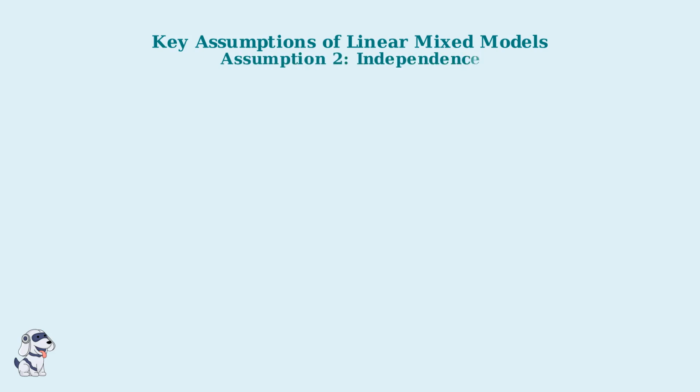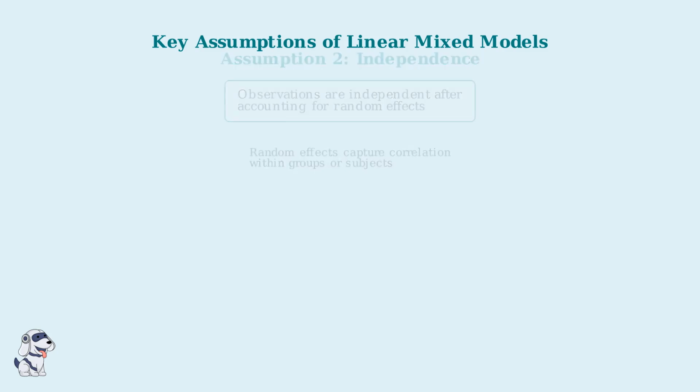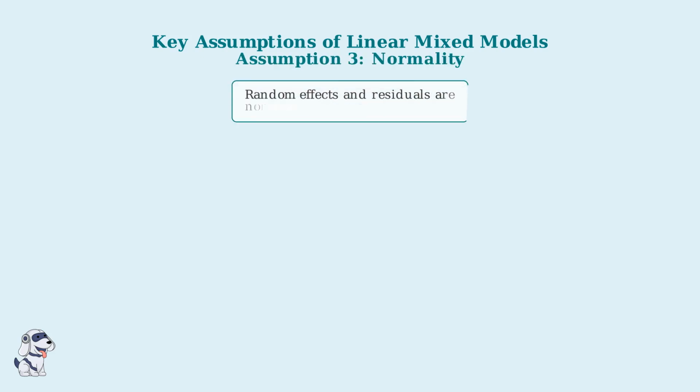The second assumption is independence. After accounting for random effects, observations should be independent of each other. This is particularly important in clustered or longitudinal data where observations within groups may be correlated. The third assumption is normality. Both random effects and residual errors must follow a normal distribution. This assumption is essential for valid hypothesis testing and confidence interval construction.